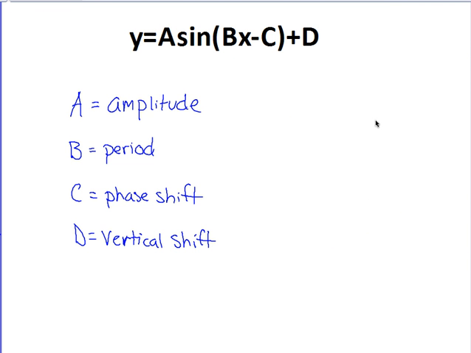Okay, so here's the standard form of the sine function: a sine of bx minus c, and then plus d. If we put a number other than 1 in for A, it changes the amplitude. If we put a number in for B, it affects the period. If we put something where C is, it causes a phase shift. And if we put something where D is, it causes a vertical shift.